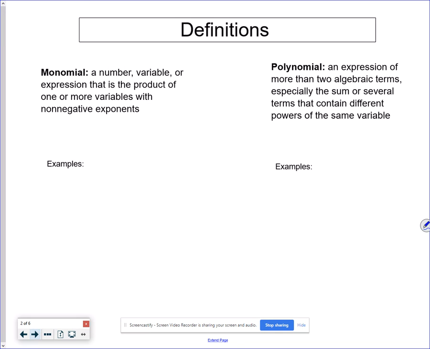I think it's also beneficial to review a monomial versus a polynomial. A monomial is a number, variable, or expression that is the product of one or more variables with non-negative exponents. Some examples would be 9x cubed y to the 7th, because these are non-negative exponents and it's the product of certain variables. It could also be something as simple as x squared, y, or even 7.